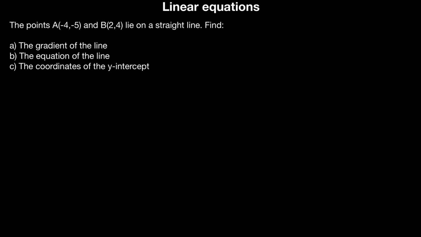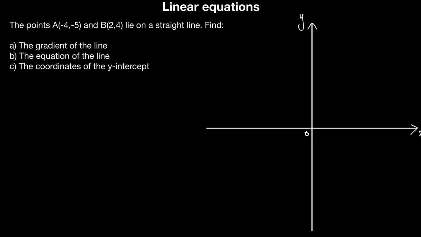So let's first quickly draw a sketch and highlight the information that they've given us. The first thing you should do in any question is highlight the information that they've given you. They've told us the points A and B, and that these points lie on a straight line. If you don't have graph paper, we can always make a rough sketch on our notebooks or on our papers. And they've told us that the point A has the coordinates -4, -5.